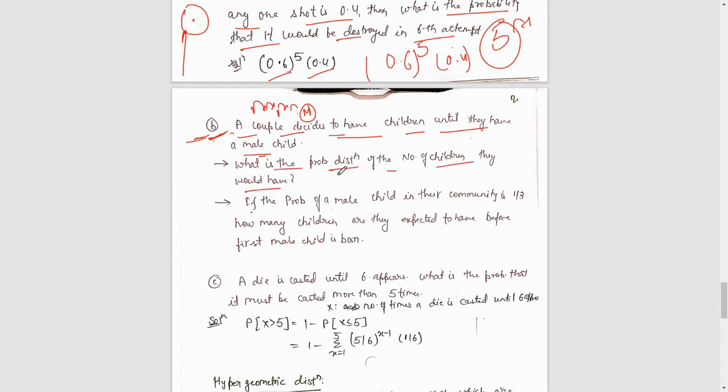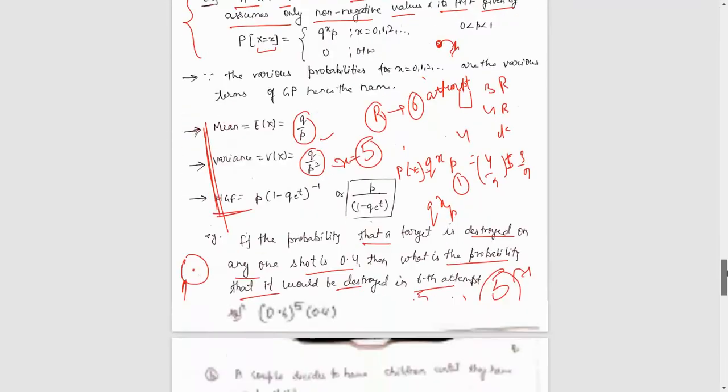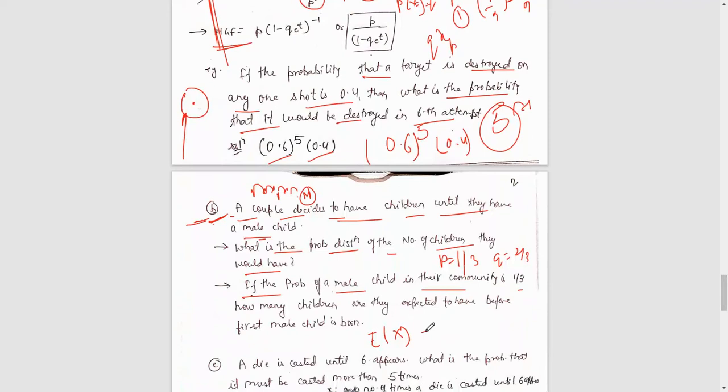The probability distribution will be a geometric random variable. If the probability of a male child in their community is 1 by 3, so let's say p is equal to 1 by 3, then q is going to be 2 by 3. How many children are they expected to have before the first male child is born? In this case you have to find the expectation of X, because X is a geometric random variable. In the geometric case, the expectation of X is equal to q by p.